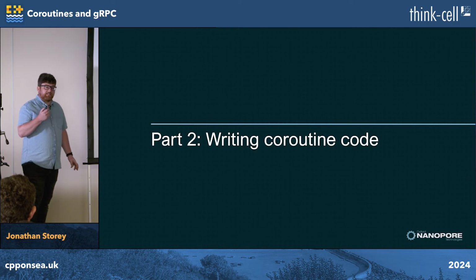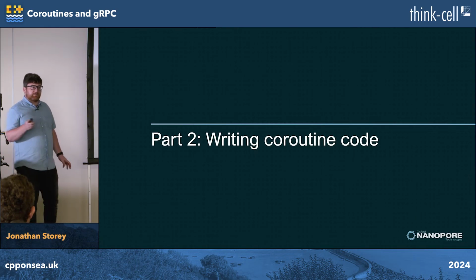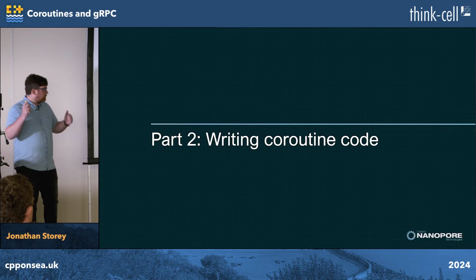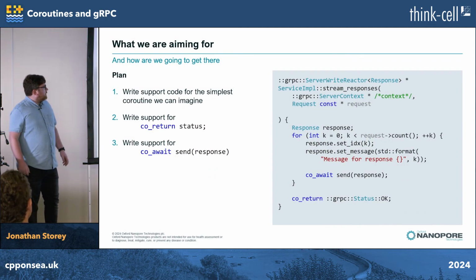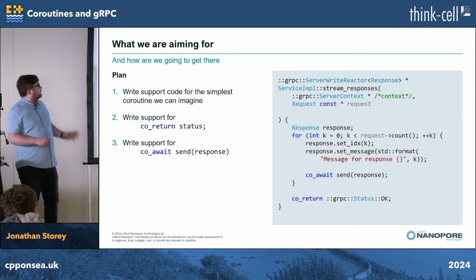Awesome, let's get on to actually writing some coroutine support code. Any questions from the first part? No? Perfect. So like I said at the very start, in this section, we're going to write support for the simplest possible coroutine that we can imagine. Then we're going to write support for this co-return status that we wanted to be able to write. And then we're going to write support for this co-await send response.